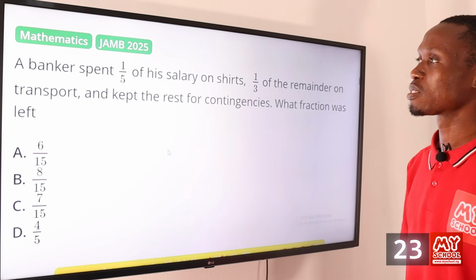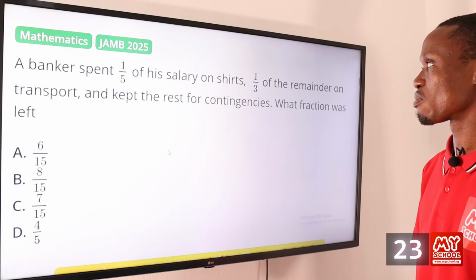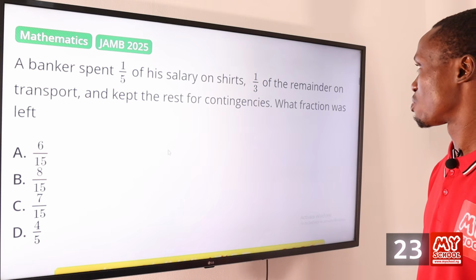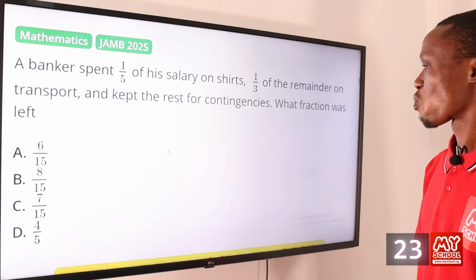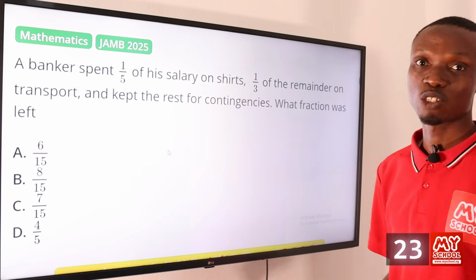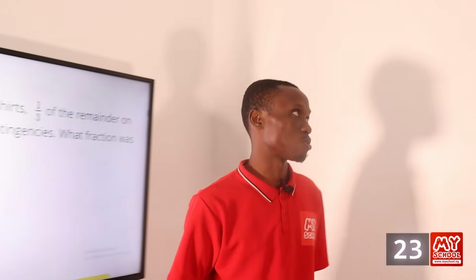A banker spent 1/5 of his salary on shirts, 1/3 of the remainder on transport, and kept the rest for contingencies. What fraction was left? So let's move over to the board to provide an answer to this question.